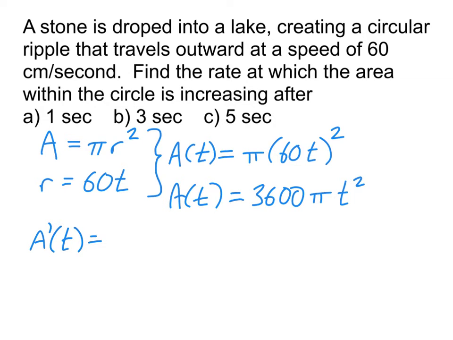Now I'm going to use the second one because I thought that was a lot easier to use. So I use power rule. That means I multiply the constants out front. And notice, all of this is constant. It's not a function, so I don't have to use product rule here. So I'm just going to multiply that by 2. So that gives me 7200 pi times t.